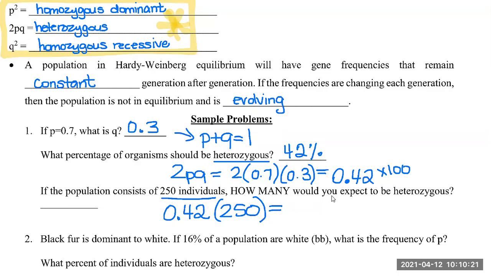Now, in this case, you actually do get a whole number, but just a heads up, on the AP exam, you're going to round to the nearest whole number if they're asking for individuals, because you can't have a fraction of an individual. So we would expect 105 of them to be heterozygous. And this is all assuming that this population is in Hardy-Weinberg equilibrium. So this is an easy set. Now let's look at a set that's a little bit harder.